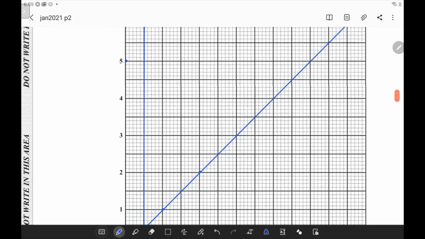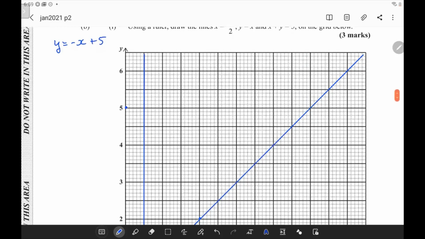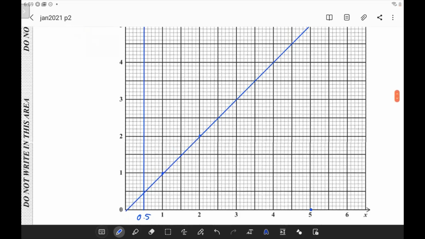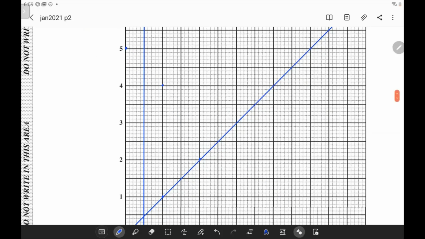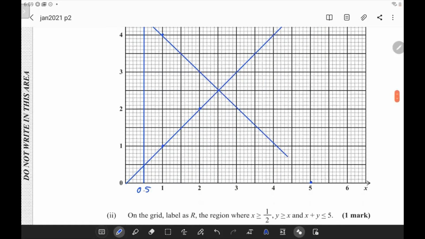And let's choose another one. So if x is 1, y is -1 plus 5, that's 4. When x is 1, y is 4. So that's this point right here. So that's it. All we need to do now is connect these 3 points that we chose. You could have done more points if you like, but I think these points are sufficient.